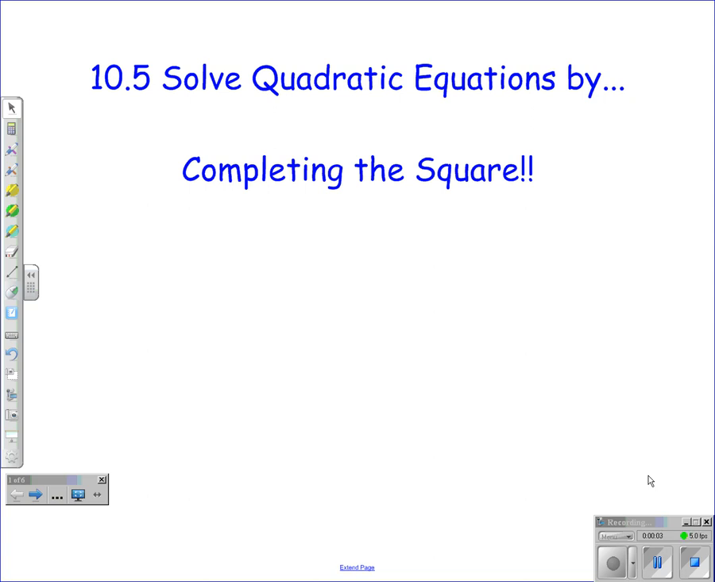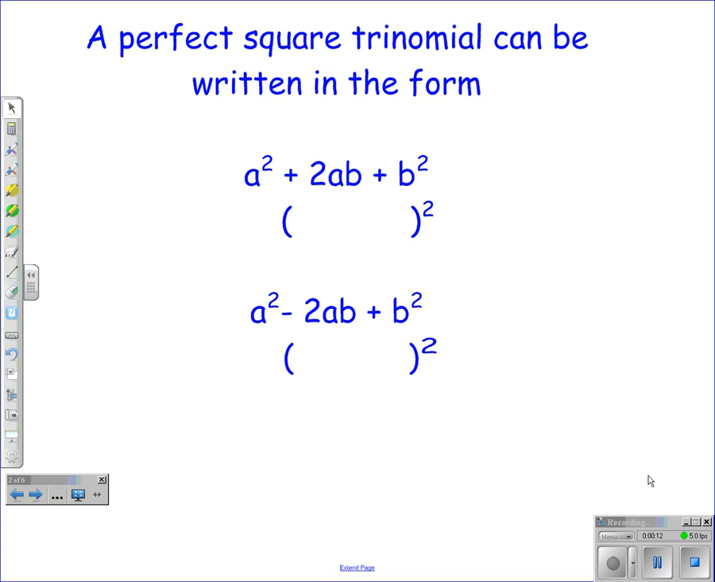Today we are working on completing the square. We are going to solve quadratic equations by completing the square in section 10.5. We need to review a couple things.